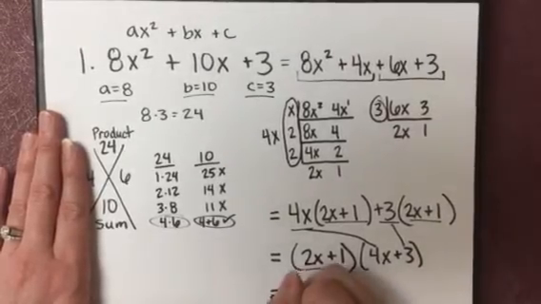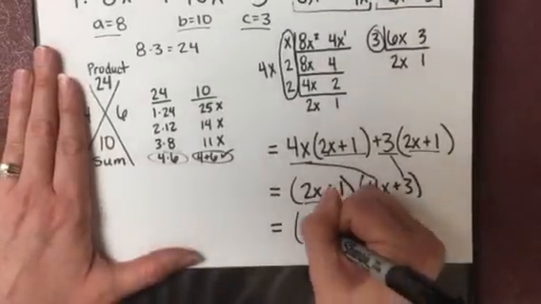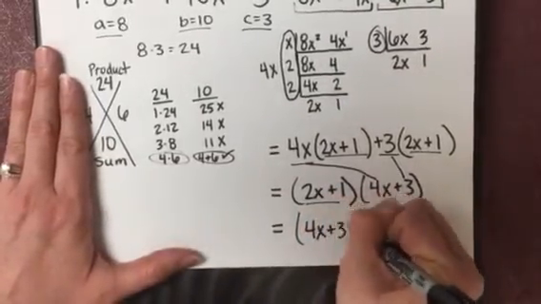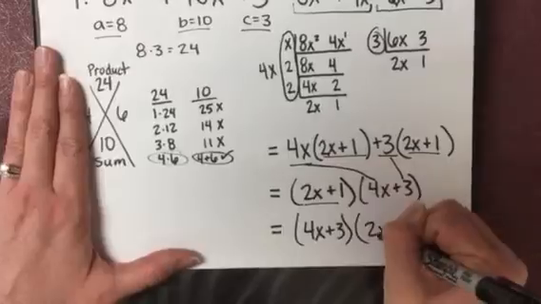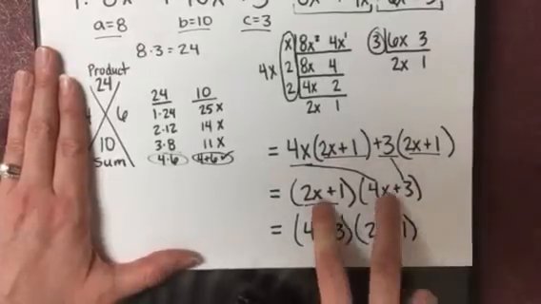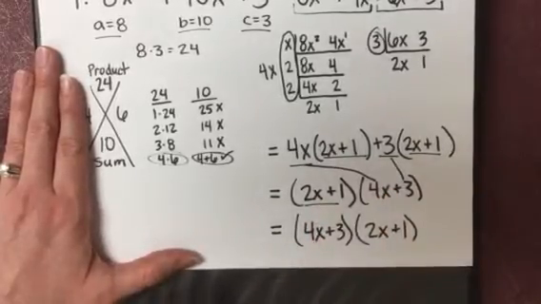You could also write this answer as 4x plus 3, 2x plus 1. It does not matter the order of those parentheses. Multiplication is commutative, so you can multiply in either order.